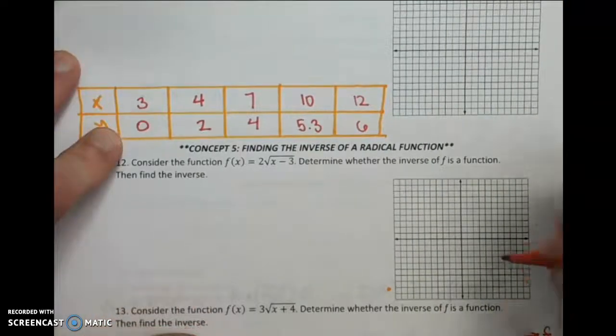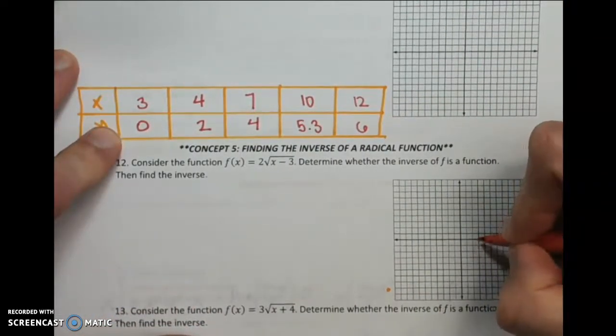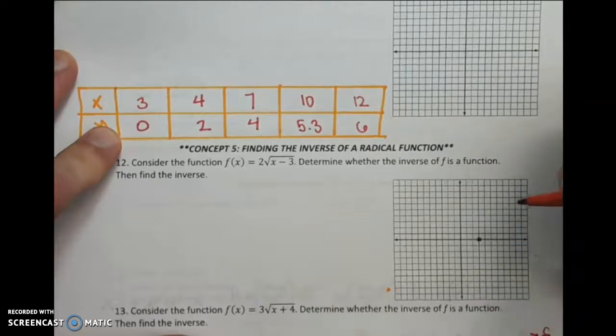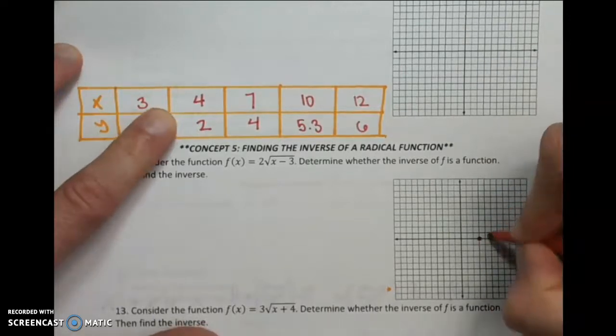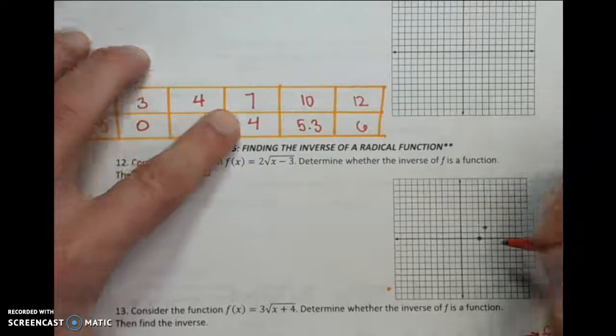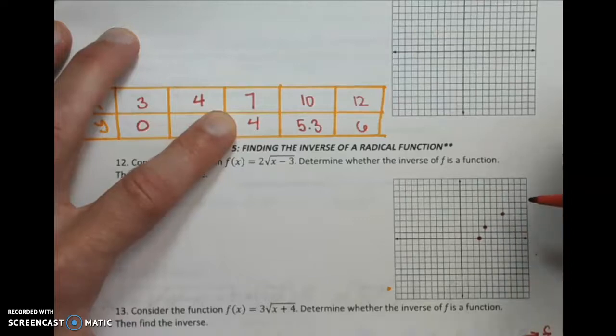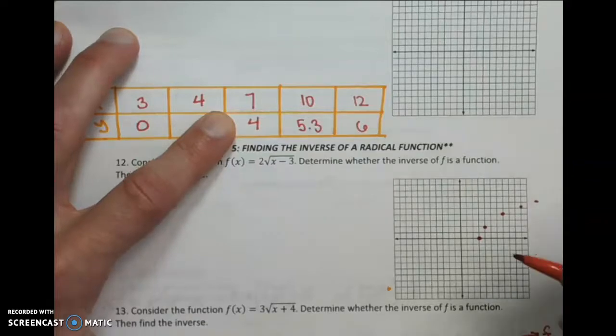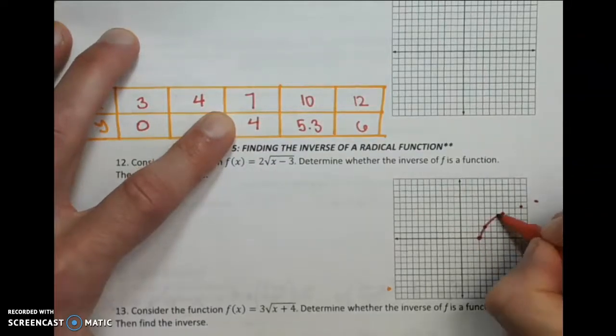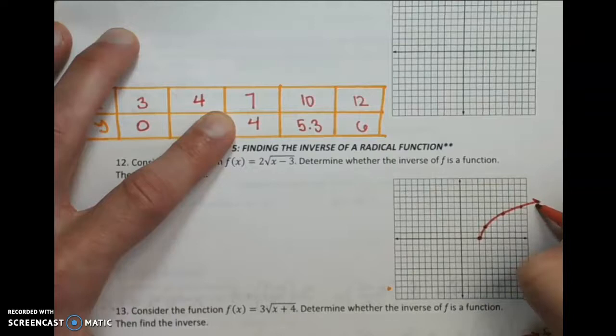Okay, so 3, 0. I go 3 to the right. 1, 2, 3. And stop. 4, 2. I go 4 to the right. Up 2. 7, 4. I go 5, 6, 7. Up 1, 2, 3, 4. 10, 5.3. Around there. 12's off, but right around there. Okay, so it looks something like this.